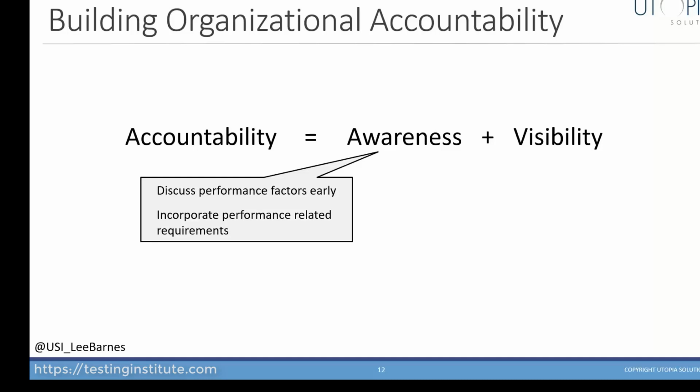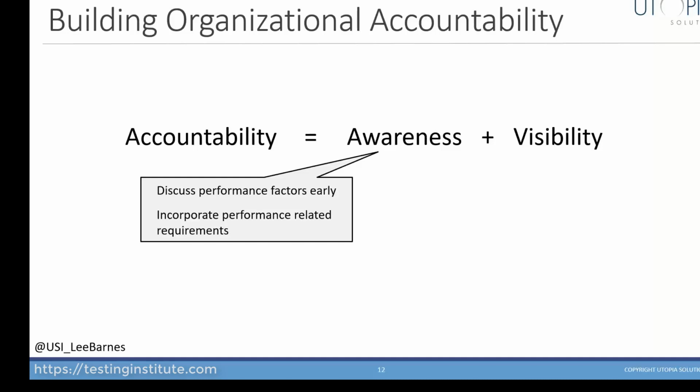If our teams aren't aware of what we're trying to accomplish and why, it's hard for us to hold them accountable. And I think two important ways to build awareness are, again, to discuss those performance factors up front, and then incorporate the performance-related requirements into the acceptance criteria or as constraints.